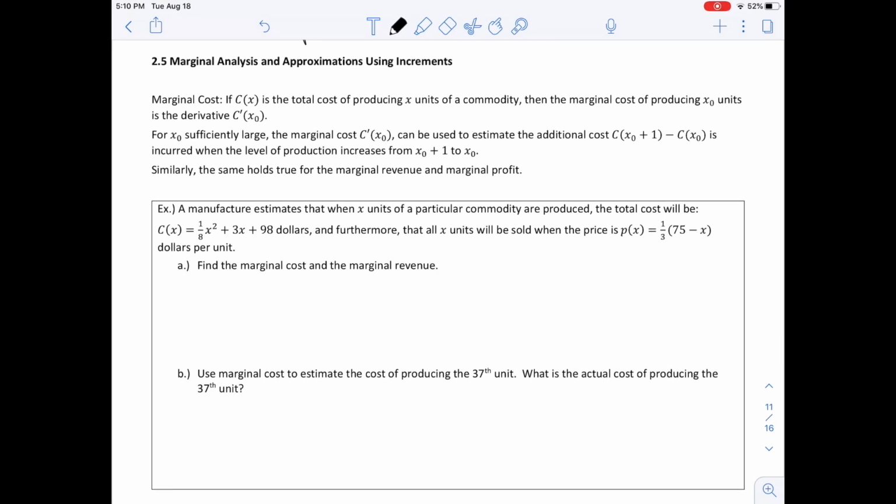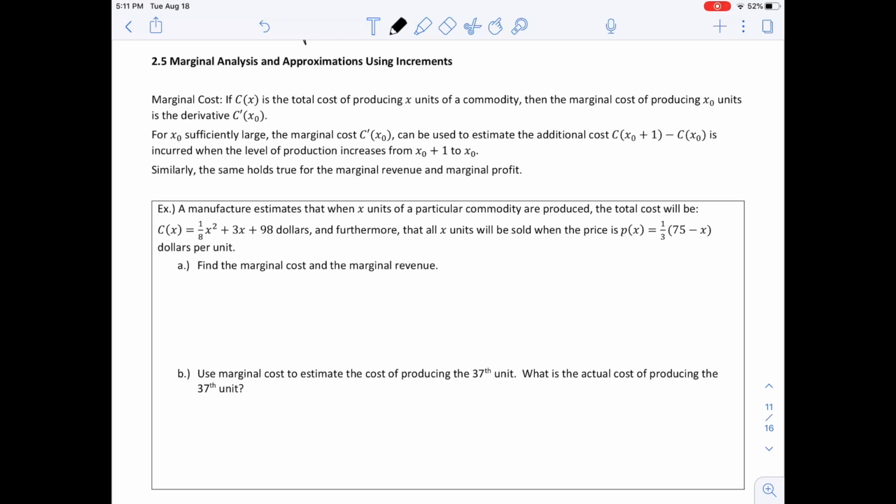The next section that we have is 2.5, which is marginal analysis and approximations using increments. Marginal cost: if C of X is the total cost of producing X units of a commodity, then the marginal cost of producing X naught units is the derivative C prime evaluated at X naught. For X naught sufficiently large, the marginal cost C prime can be used to estimate the additional cost of one additional unit when the level of production increases from X naught to X naught plus 1. Similarly, the same holds true for marginal revenue and marginal profit.